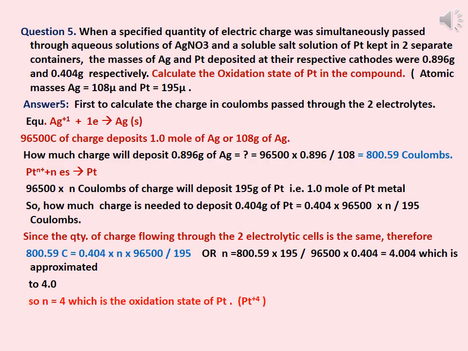Therefore, N is equal to 800.59 into 195 divided by 96,500 into 0.404, which is equal to 4.004. Within limits of experimental error, this is approximately equal to 4. So, what is N here? N is the oxidation state of platinum. We have represented it as Pt^n+, isn't it? So, this N is equal to 4. Therefore, we can say that the oxidation state of platinum is 4, Pt4+.